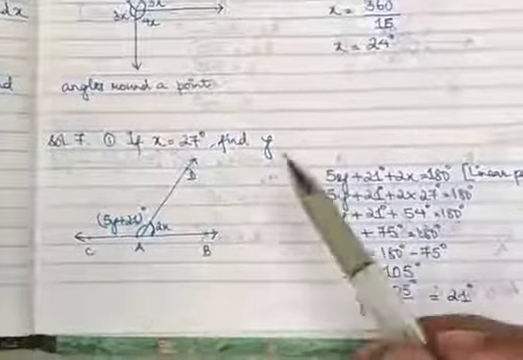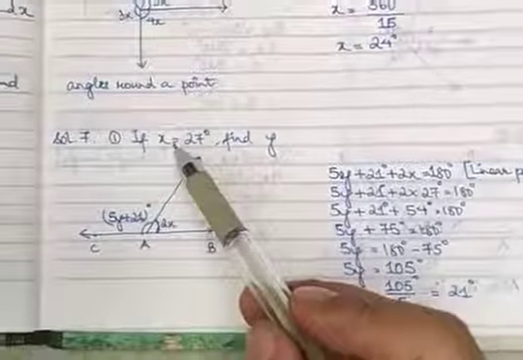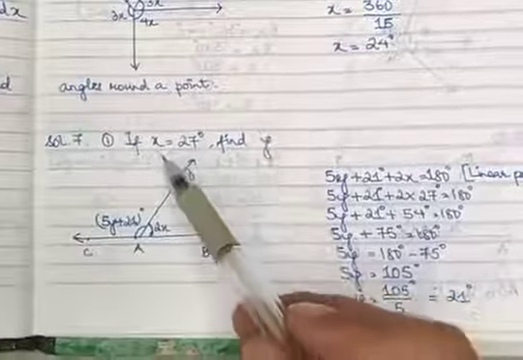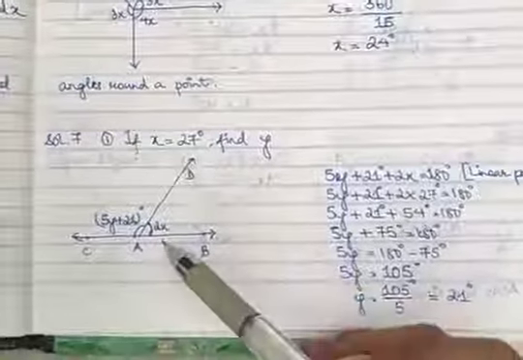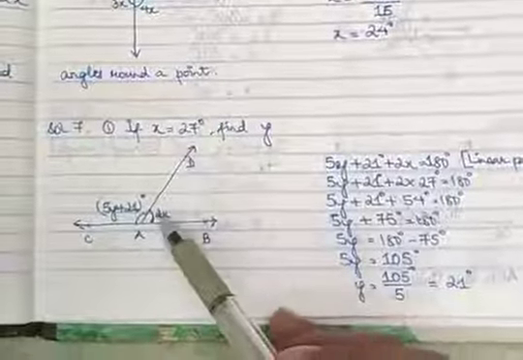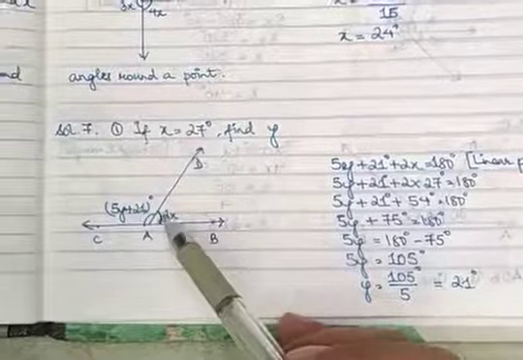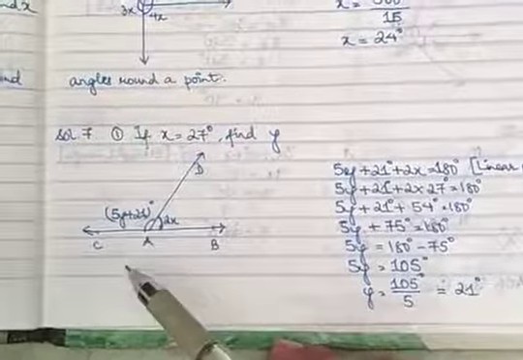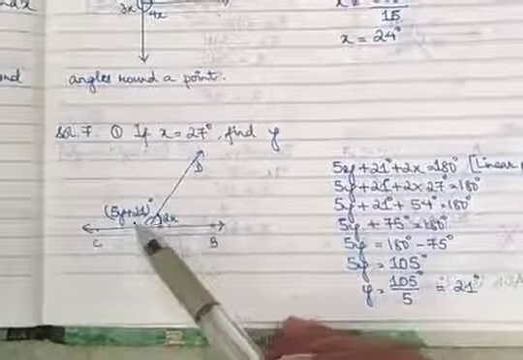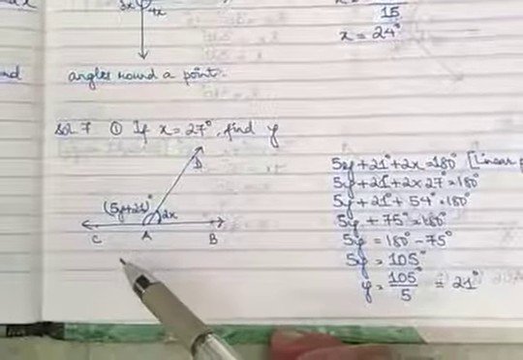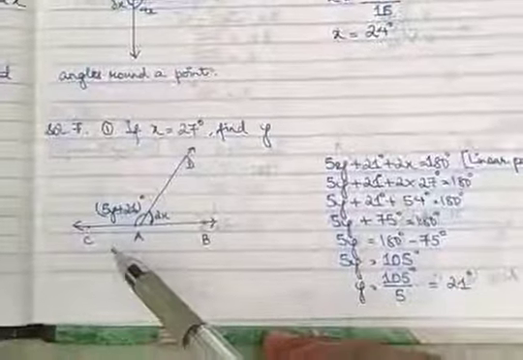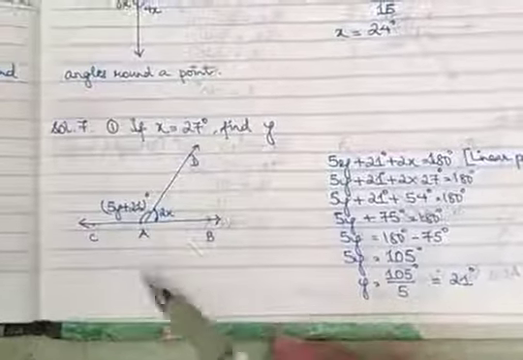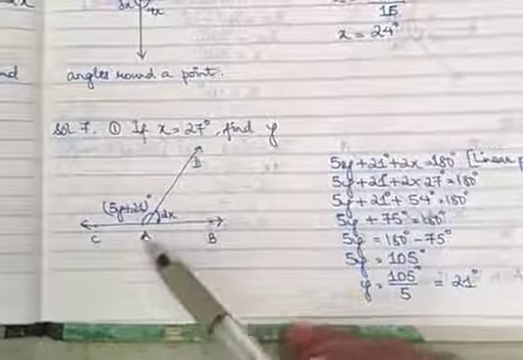Okay, so for the first one, we need to find the value of y. Now the value of x is given, and the angle has been divided into 2 parts. Again, a straight angle is divided into 2 parts, 2x and 5y plus 21. So we know that these two will give us a sum of 180 degrees, isn't it? The reason is that it's a straight angle. We can call it a straight angle or a straight line or a linear pair.